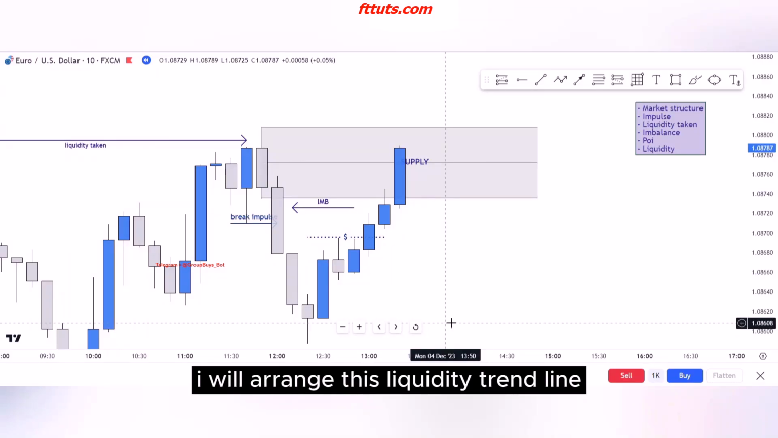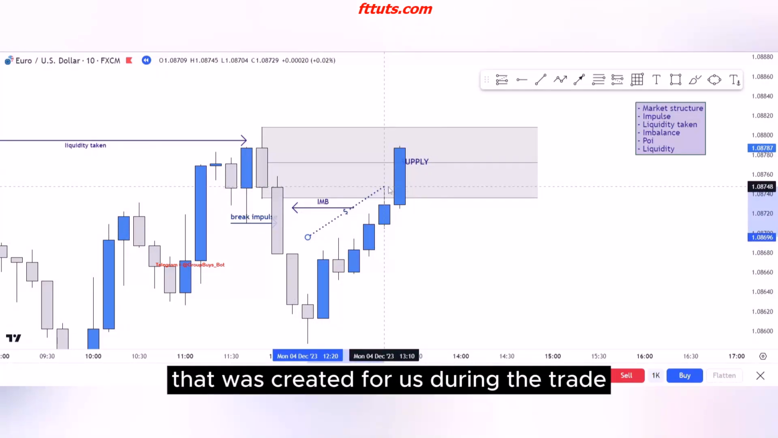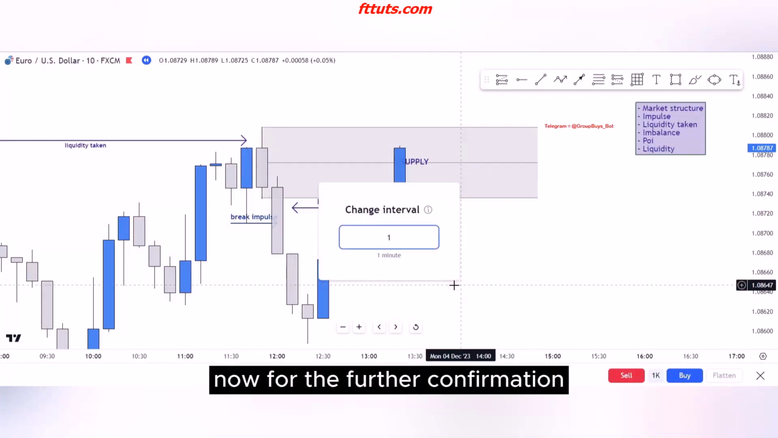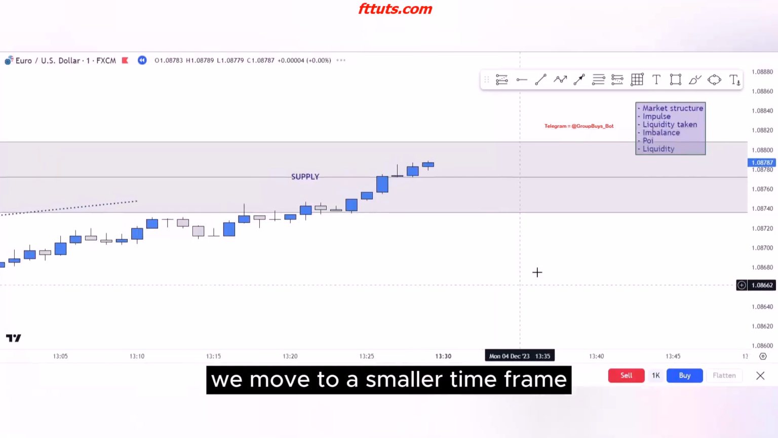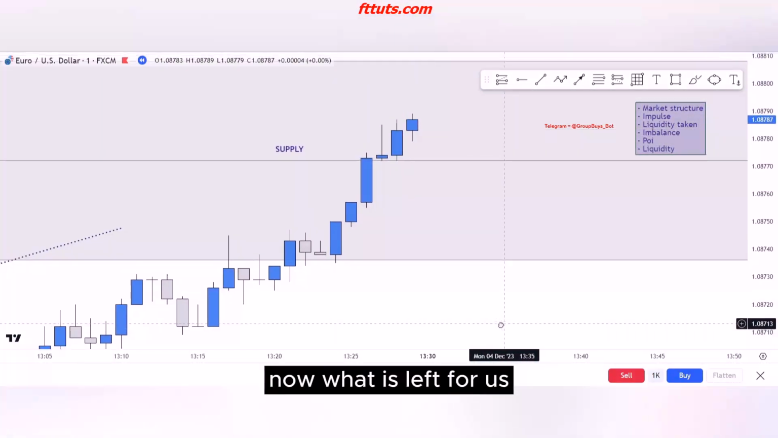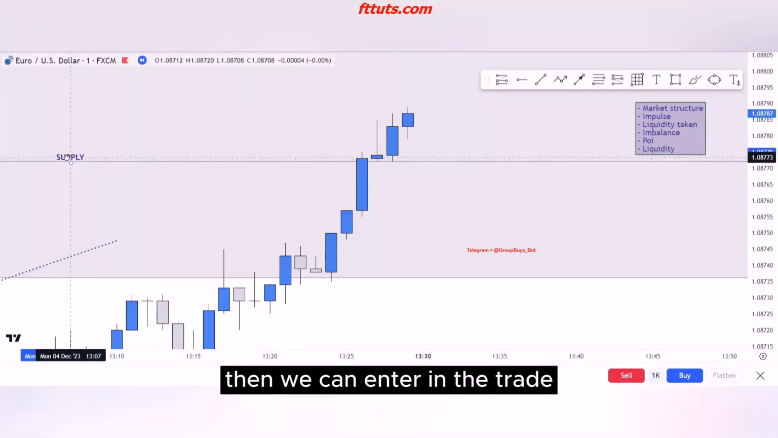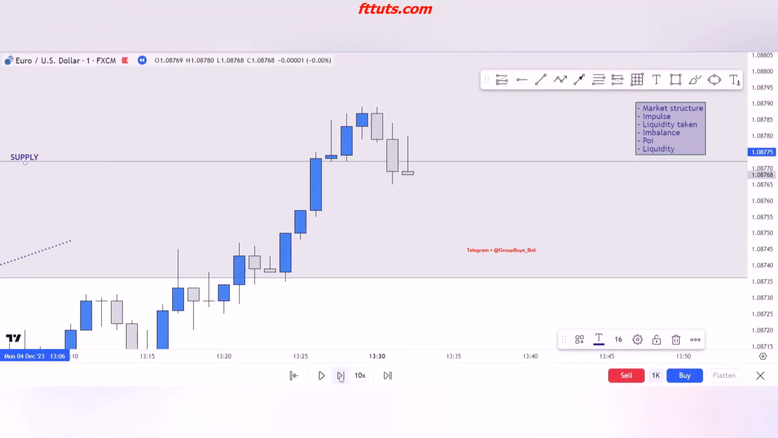I will arrange this liquidity trend line that was created for us during the trade. And now we can see that it has actually been taken. Now, for further confirmation, we move to a smaller time frame. What is left for us is to wait for the confirmations at this time. Then we can enter the trade.